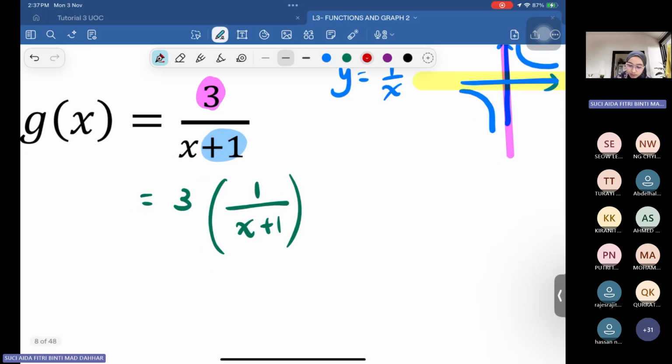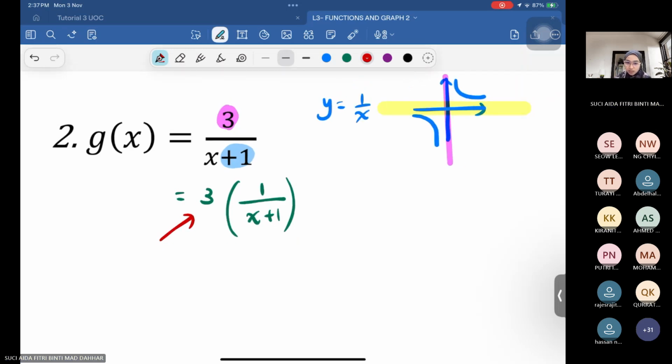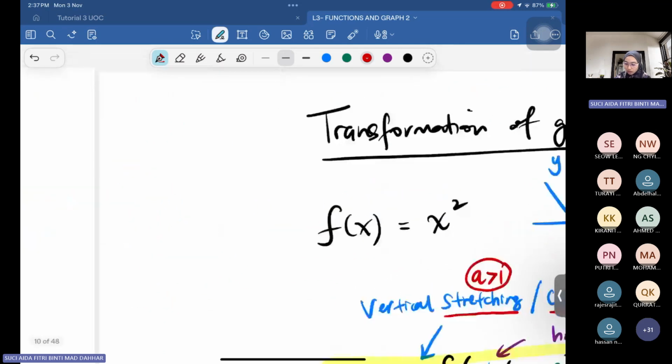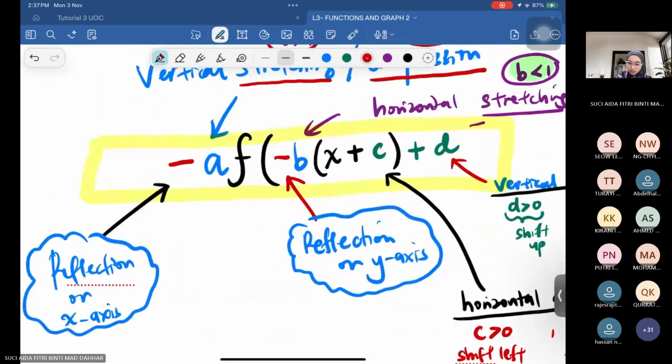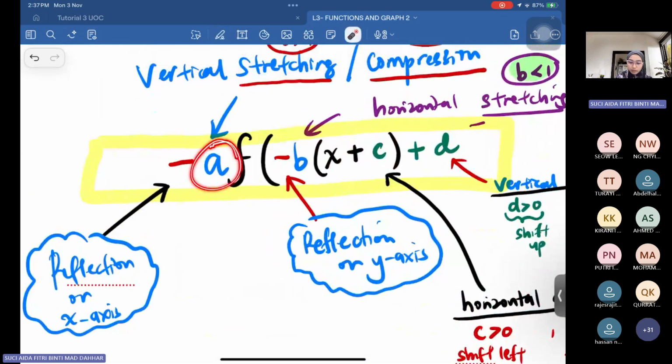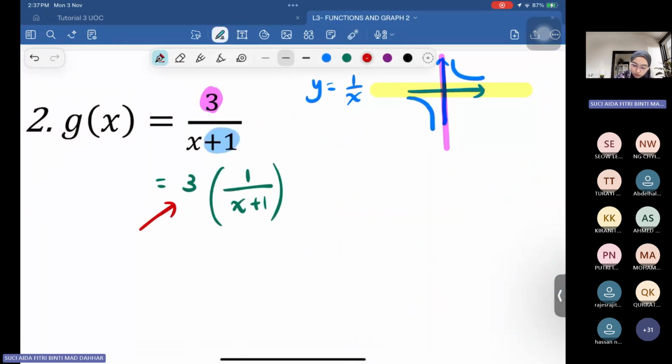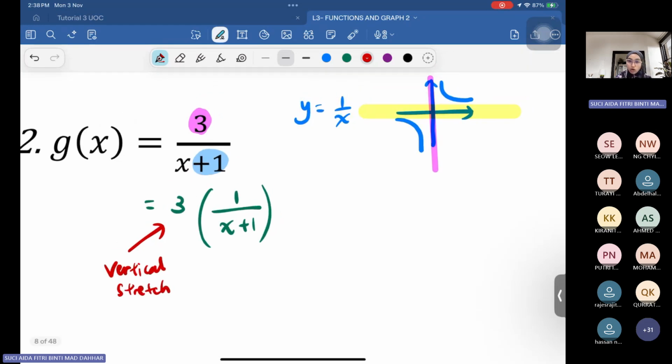So can you tell, what does the 3 here do? What kind of transformation happened here? Multiplying by a constant outside the function is which one? Vertical stretching? Correct, good. Multiplying by 3 outside the function will cause a vertical stretch. You're going to need to stretch your graph 3 times longer.